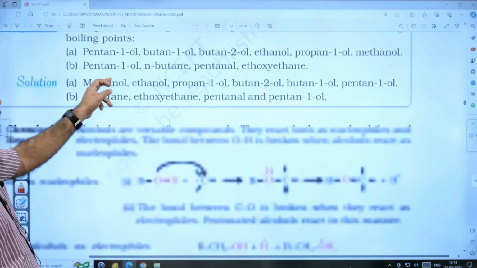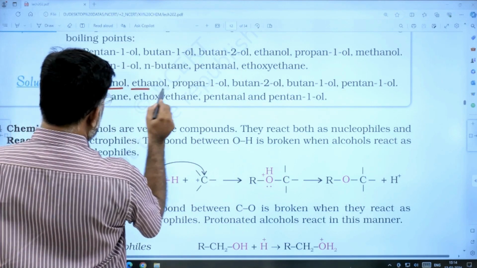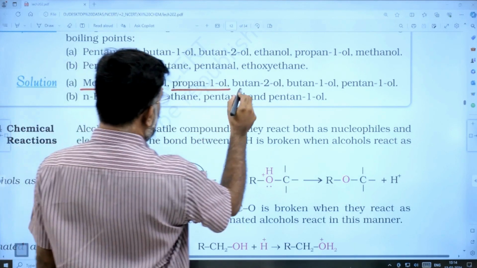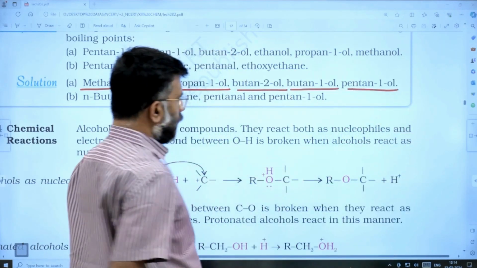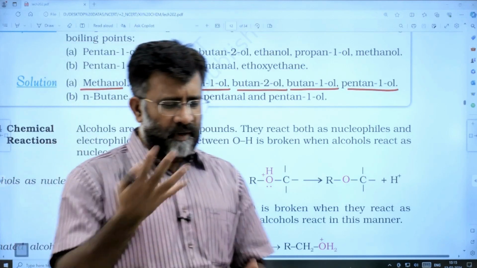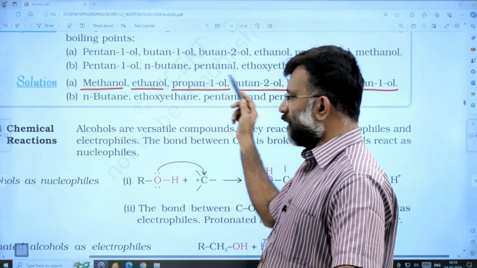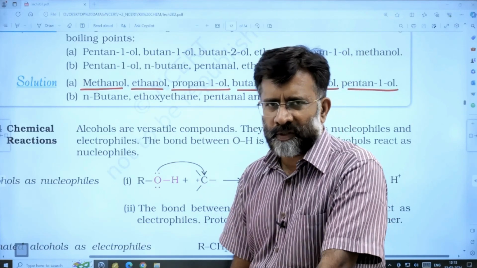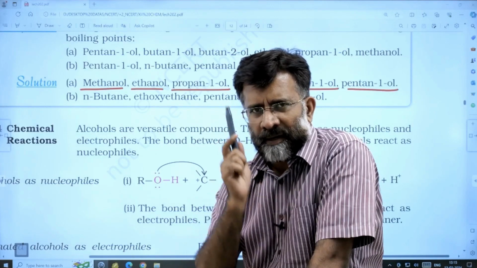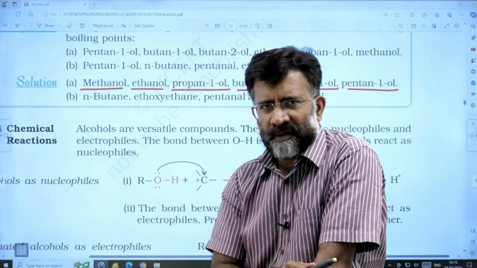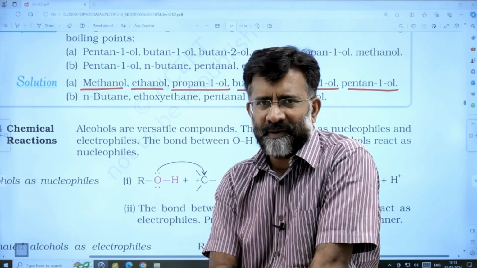You see the order of boiling point: methanol, ethanol, propan-1-ol, butan-2-ol, butan-1-ol, pentan-1-ol. As the molar mass increases, boiling point increases. Methanol, ethanol, propanol: boiling point increases with increase in molar mass. With increase in molar mass and size, molecular attraction increases, so boiling point increases.